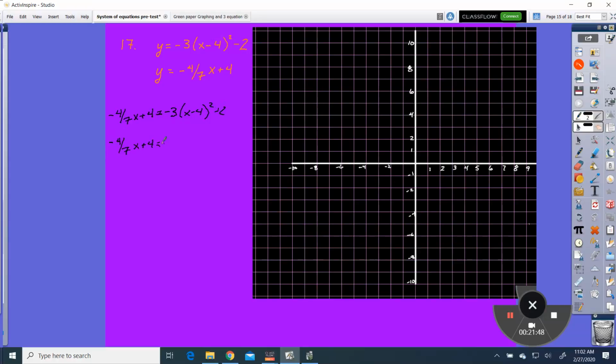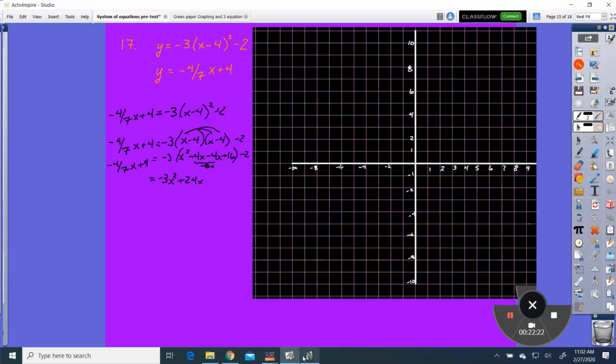But then when you work out this part, remember the squared means I'd have x minus 4 times x minus 4. So I have to distribute here. So I'd have x squared minus 4x minus 4x plus 16, and that's in parentheses because there's a negative 3 in front of it. Negative 2. Then I'd have negative 4/7 x plus 4 still over here. So now I'd have to distribute that negative 3. So I'd have negative 3x squared. These two combine to be negative 8x. So negative 3 times negative 8 is a positive 24x.